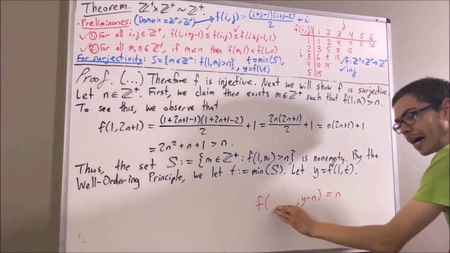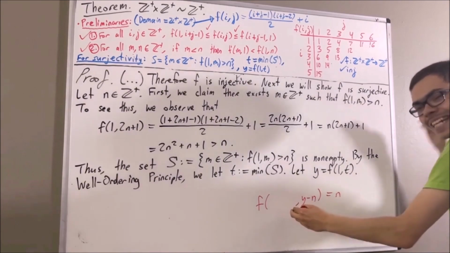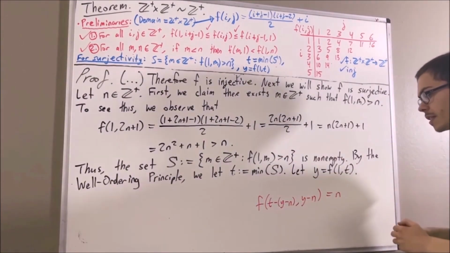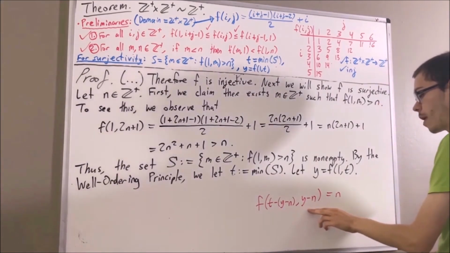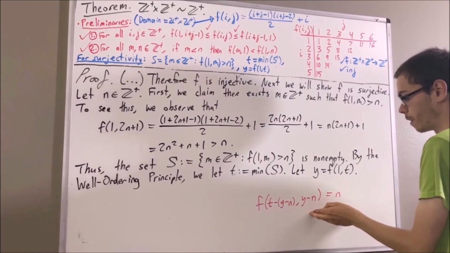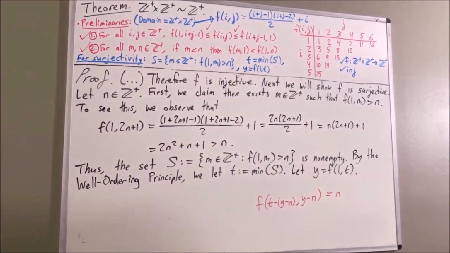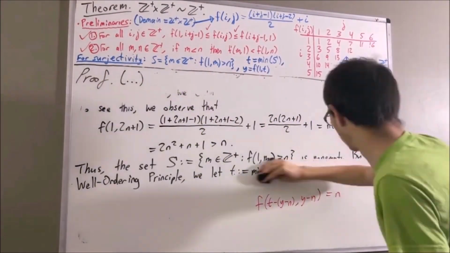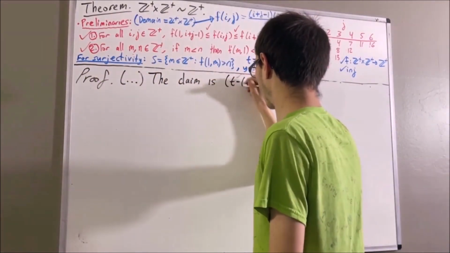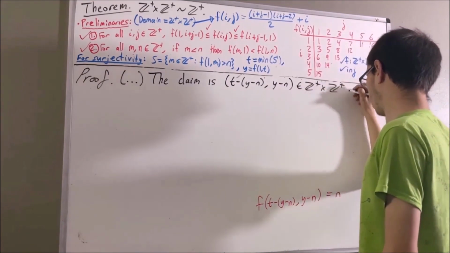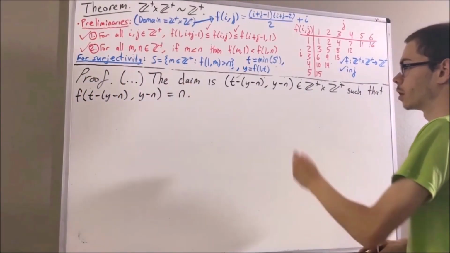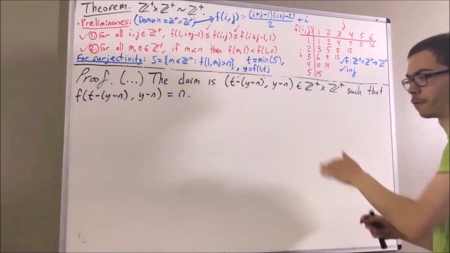Then how do we obtain the i-coordinate? Well, we take t and subtract the j-coordinate. The claim is that this is the ordered pair of positive integers such that the output value it yields through the function f is equal to n. The claim is that this is the ordered pair that we're looking for.